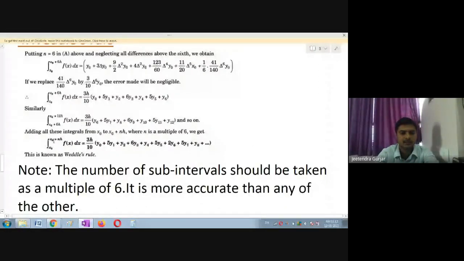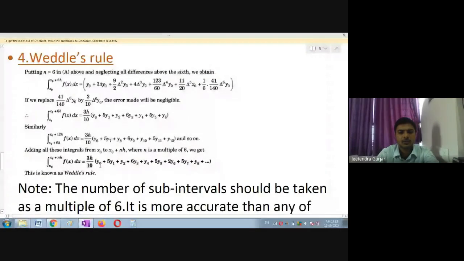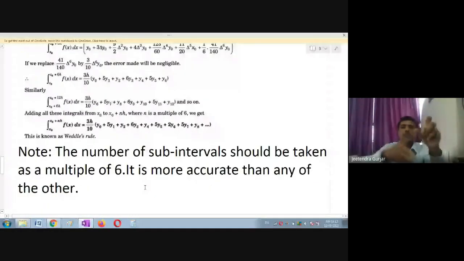integration from x naught to x naught plus nh of f of x dx is equal to 3h/10 in the bracket [y naught plus 5y1 plus y2 plus 6y3 plus y4 plus 5y5 plus 2y6 plus 5y7 plus y8 and so on]. This is known as the Weddle rule. So please remember the number of subintervals should be taken as a multiple of 6. It is more accurate than any of the other rules, students. So I'm going to take 6 strips every time.